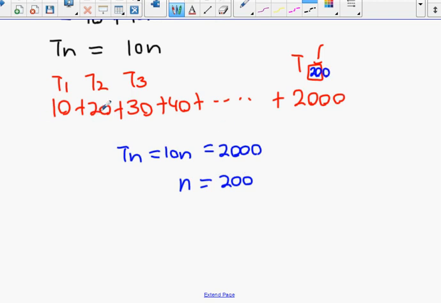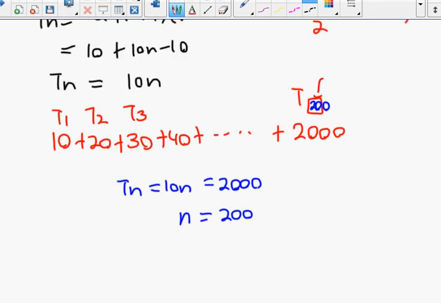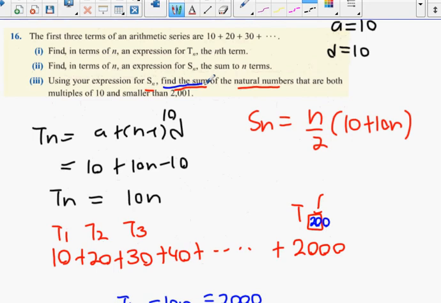You now have to find out what happens when you add them all together. Hence the language: find the sum of all the numbers that are both multiples of 10 and smaller than 2001. You have to find out what happens when you add 10, 20, 30, 40, all the way up to 2000. What is the answer? Any suggestions on how to do that really fast?